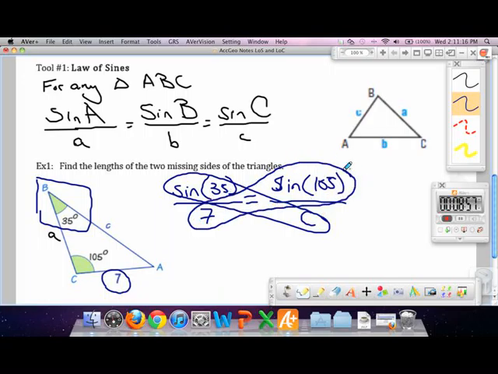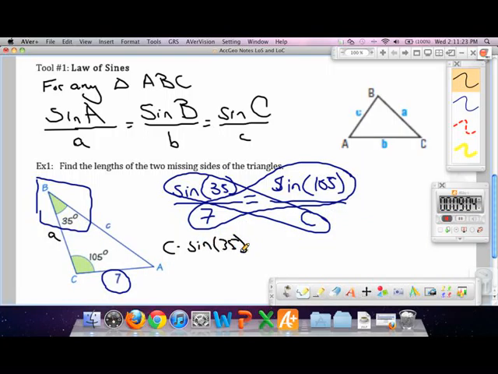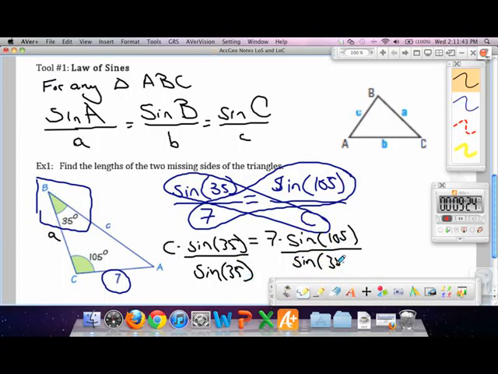So if I cross multiply, you get this thing algebraically. You get c times the sine of 35 is equal to 7 times the sine of 105. And then I'll divide to get c by itself. Let's divide by whatever this number is. So c is equal to this ratio.